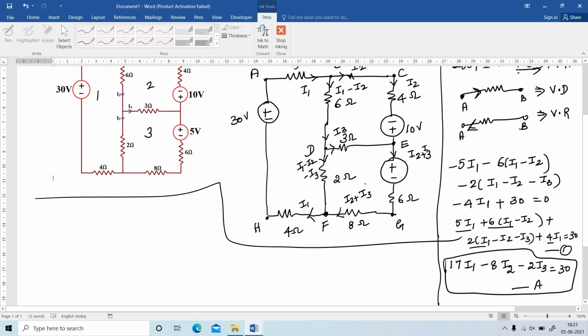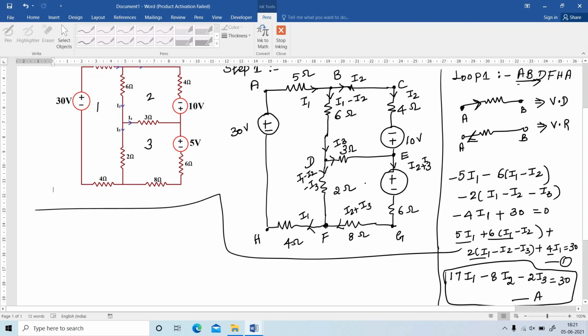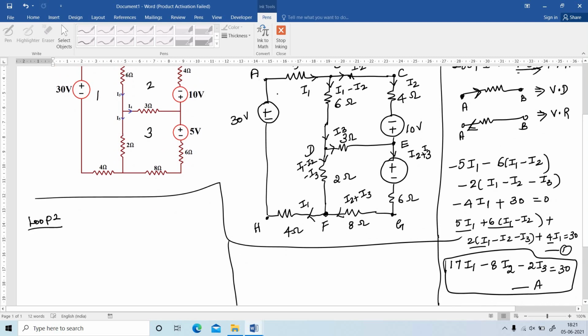This is equation A, the first equation. Next I am going to consider loop number 2. So loop 2 is B, C, E, D, B. Here, write the equation using KVL. Here there is no resistance. Here 4 ohm: the loop direction is equal to the branch direction, so minus 4I2, voltage drop.